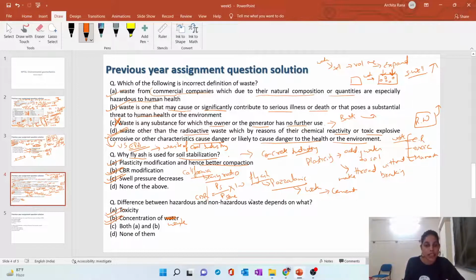For example, arsenic and lead are very toxic, even in small concentration. So in any industry where there are a lot of lead byproducts, even in small concentration it is a hazardous waste. It is harmful, right? Okay.